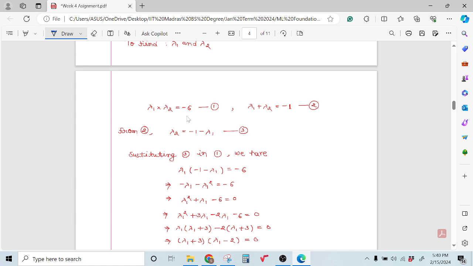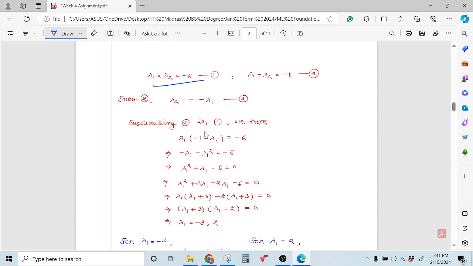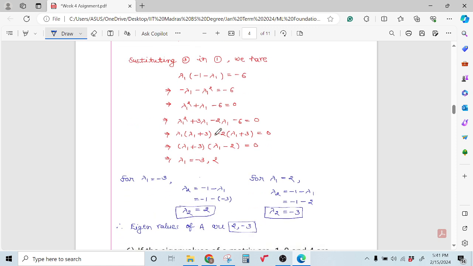Now we will substitute the value of lambda 2 in equation 1. By substituting, we have lambda 1 times (-1 minus lambda 1) is equal to -6, and by rewriting the equation, minus lambda 1 minus lambda 1 square is equal to -6, and we factor the equation and get the value of lambda 1 as -3, 2.